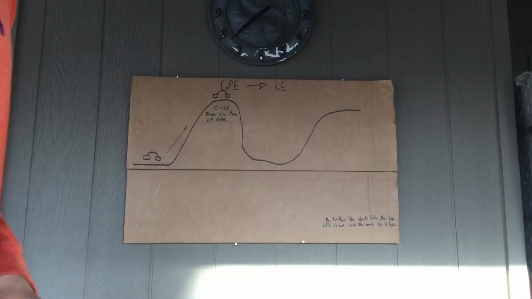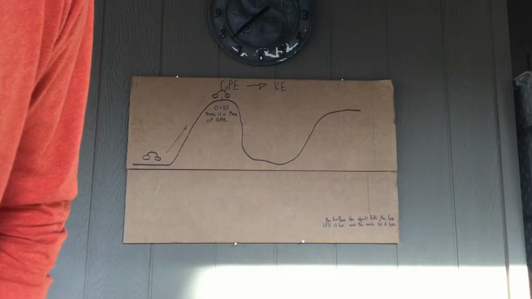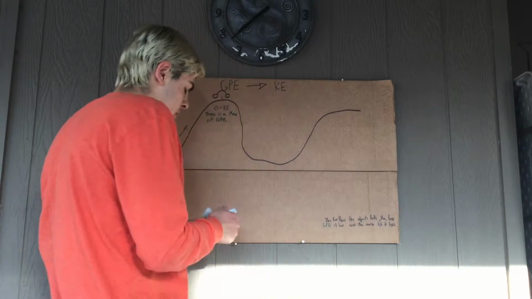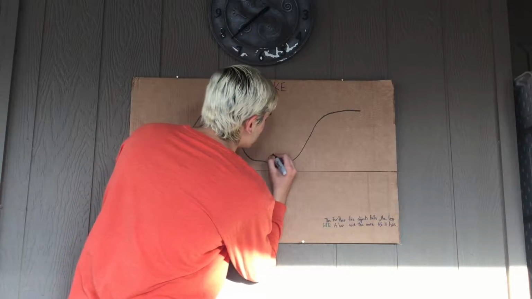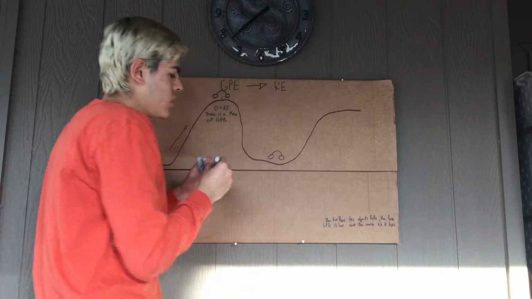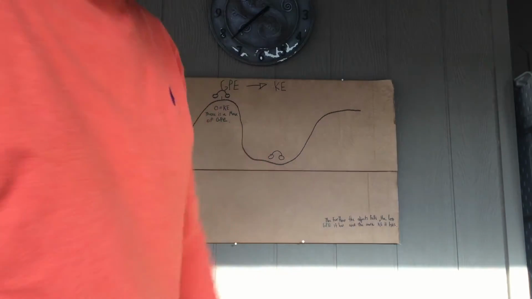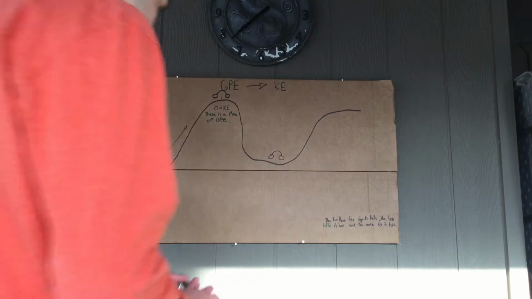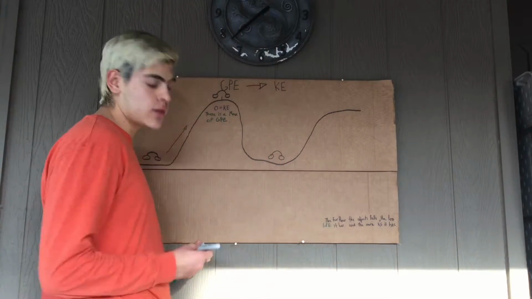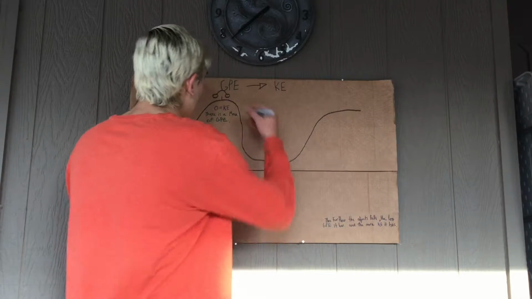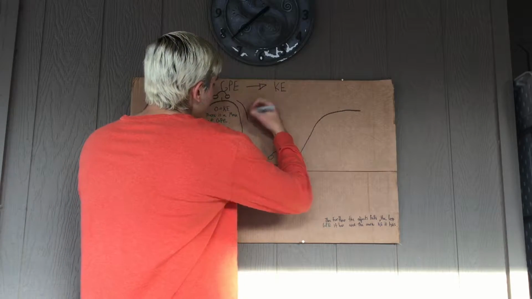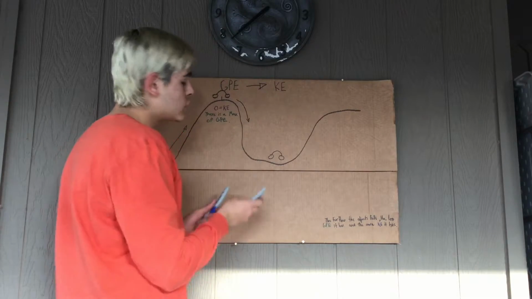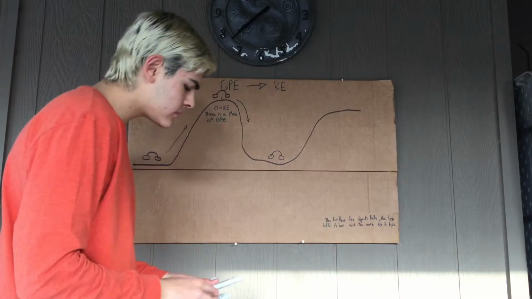And so as the car speeds up, let's say to this point, when the car speeds up to that point, gravitational potential energy is transferred back to kinetic energy. So once it is coming down, it is being transferred back to kinetic energy.